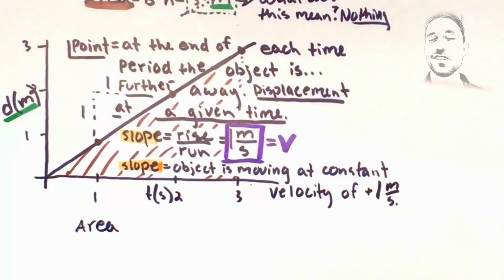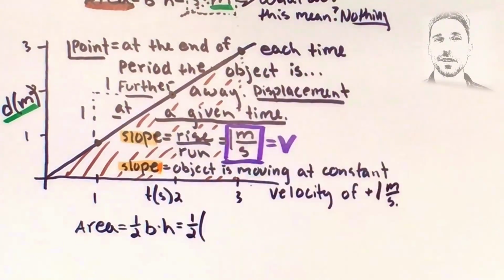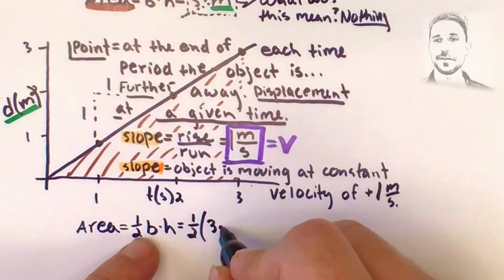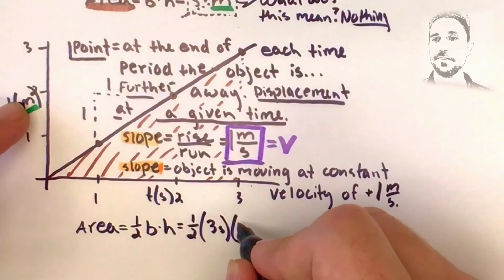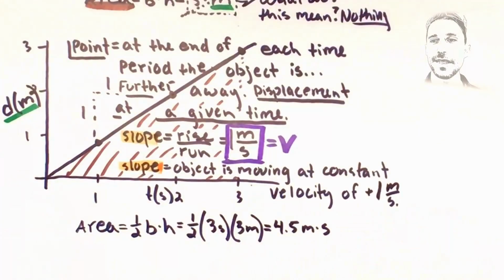The area underneath, so remember we have a triangle now. To find the area of a triangle is 1/2 the base times the height. So that's 1/2 of the base of 3, the height of 3 meters, which is going to give us 4.5 meter seconds.